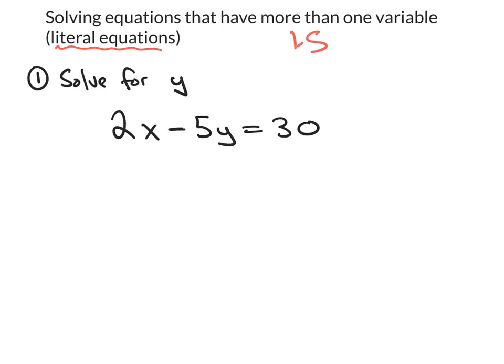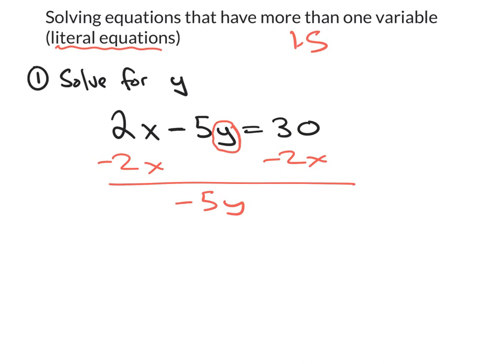So let's take a look at this first problem. It says solve for y. That means that y right here is the variable that I want to isolate. Okay, so my first step is I got to get that term alone. So I'm going to subtract 2x from both sides because that's the other term. All right, and when I do that, I get negative 5y. That negative sticks around with the 5y equals negative 2x plus 30.